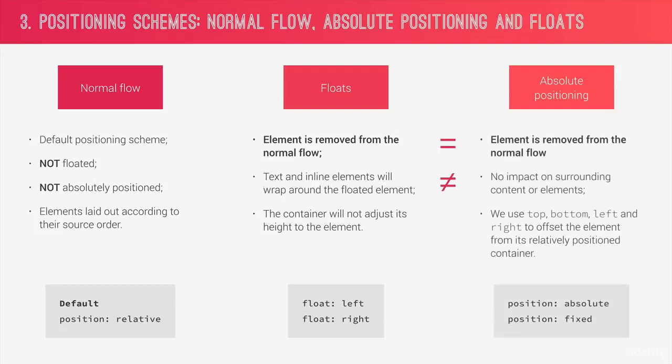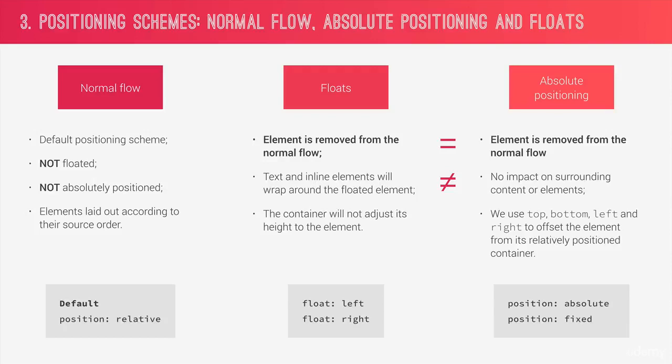And then finally, there's absolute positioning. And just like with floats, when you set the position property to absolute or also to fixed, the element is taken out of the normal flow. Now, what's different here is that with absolute positioning, the element has no impact on surrounding content or elements at all. In fact, it can even overlap them. So if we want to position an absolutely positioned element on a page, we use the CSS properties top, bottom, left, and right to offset it to its relatively positioned container.